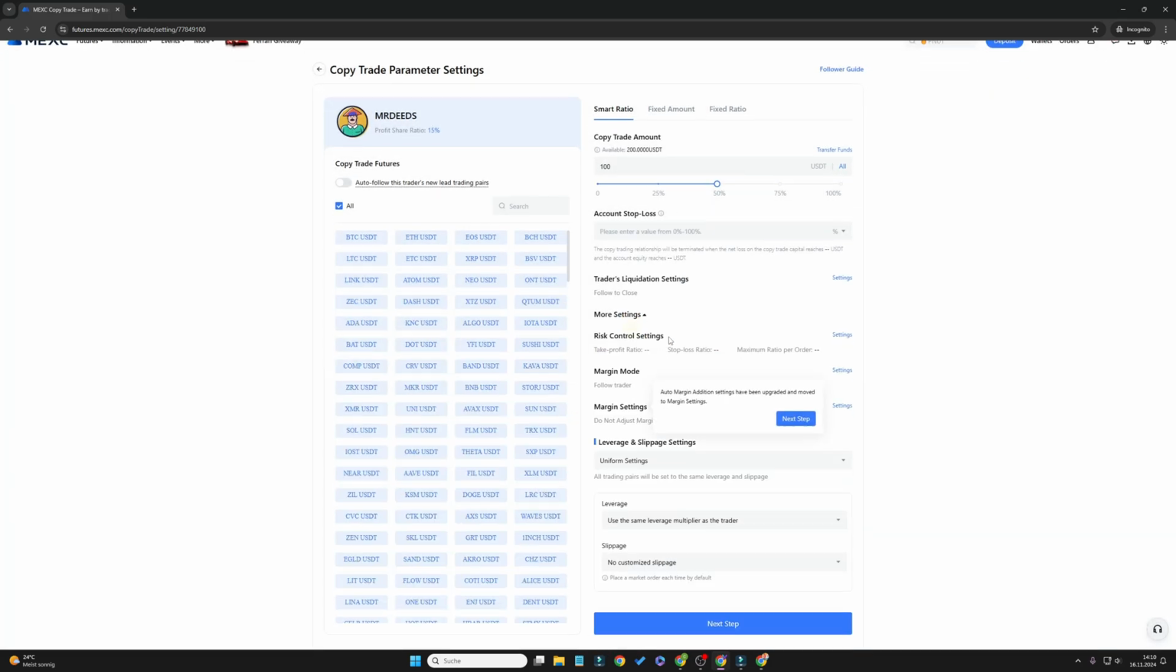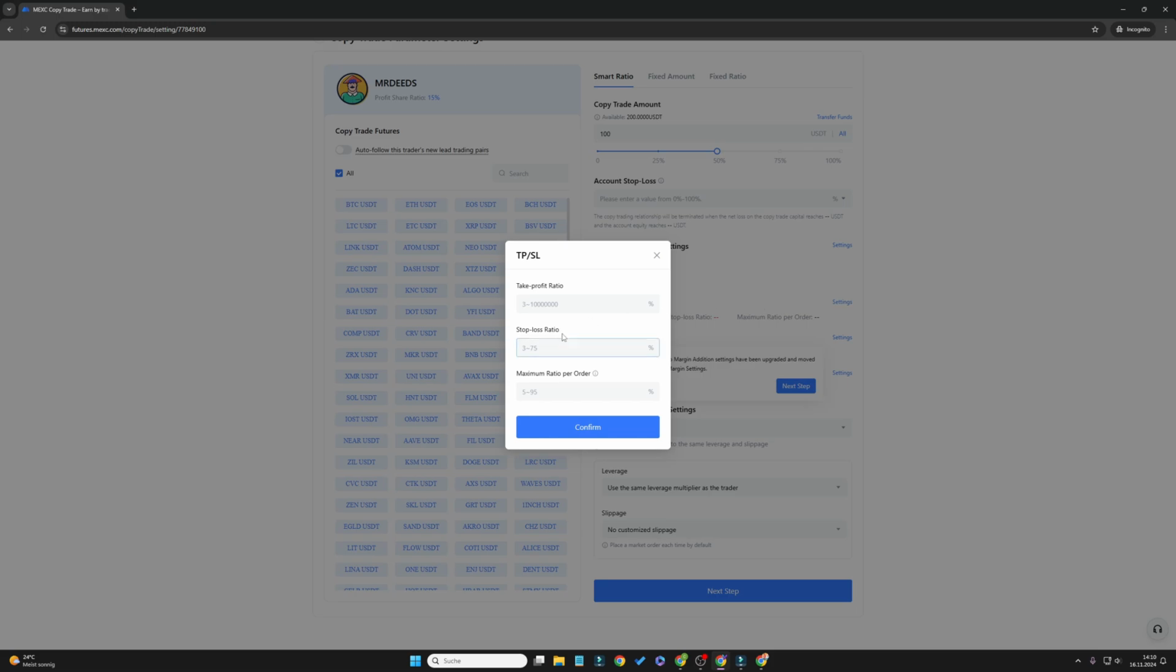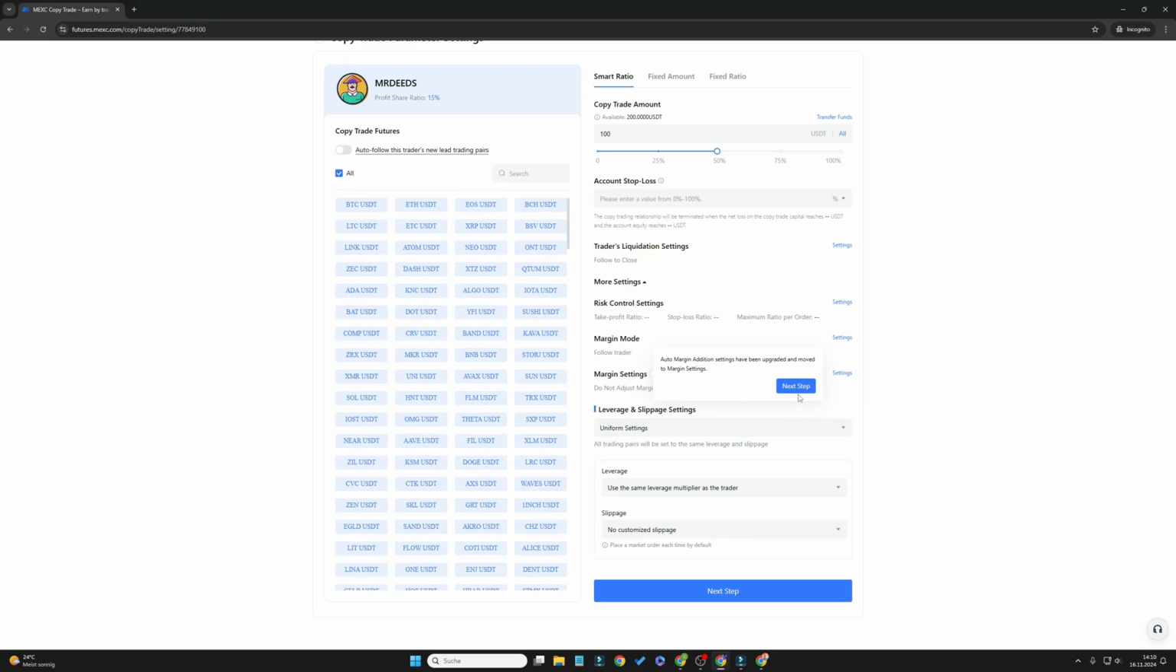And then we also have more settings which are quite advanced. For example, risk control settings. You can add a take profit and stop loss. Which I also won't do. I will take the exact same settings from the lead trader and I will leave this open. But if you want to add a take profit and stop loss, you can do that here. But again, I don't do that.